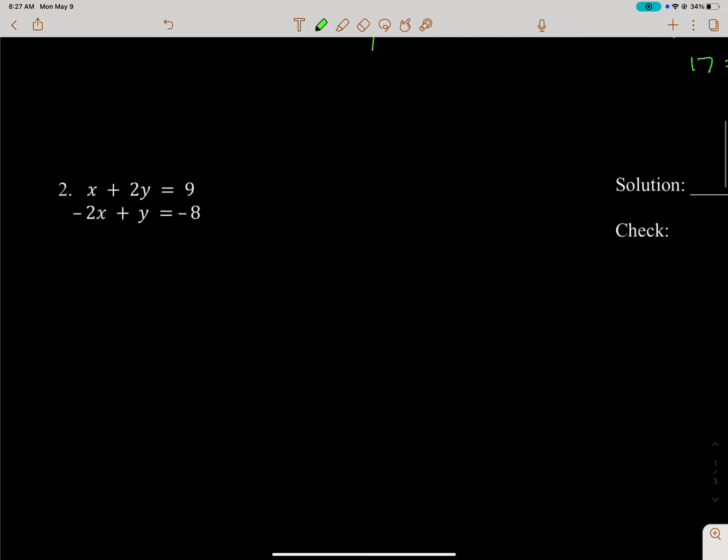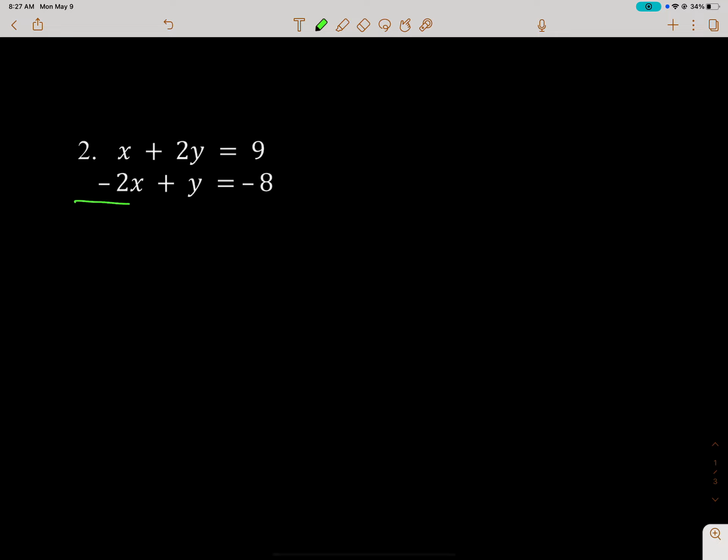Okay, let's look at the next one. If I were to add these equations together, I would get 1 minus 2, a negative x. And if I add these together, I get a positive 3y. And then if I add the 9 and 8, I get a 1. And my goal is not accomplished. I made a new equation, but I did not eliminate one of the variables. The goal is to get rid of the x or get rid of the y.